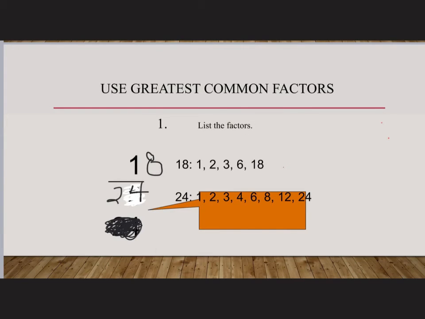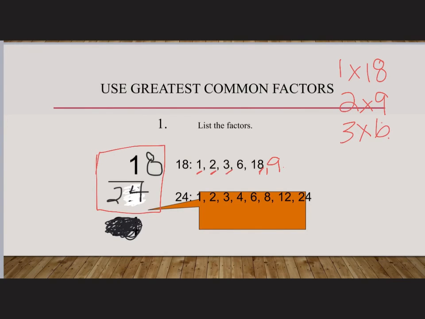So our fraction is 18 over 24. 18 is 1 times 18, so we have the 1 and the 18 in our list. It's 2 times what number? 2 times 9. So we have a 2 in our list, and the 9. And then it is also 3 times 6. So there's the 3 and there's the 6. So we have the factors of 18.